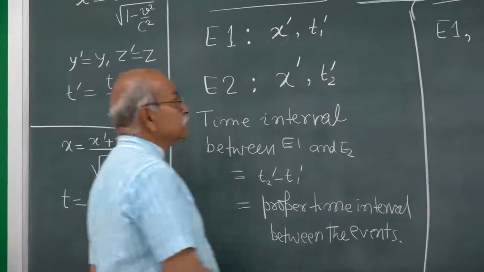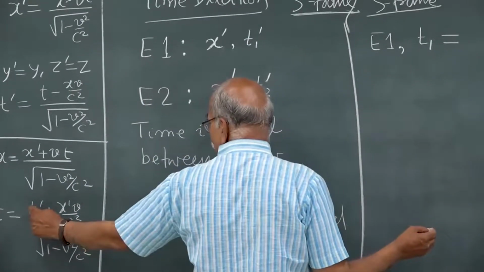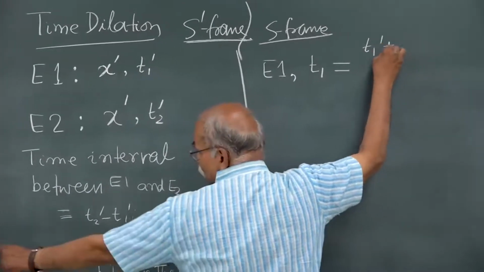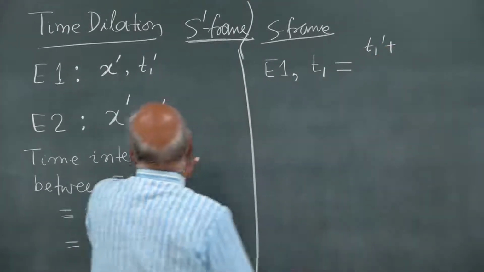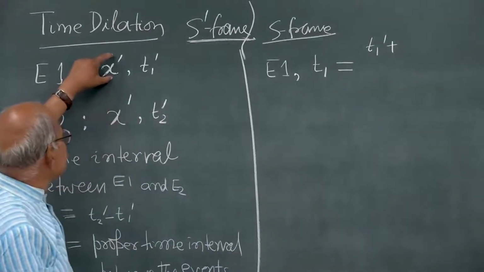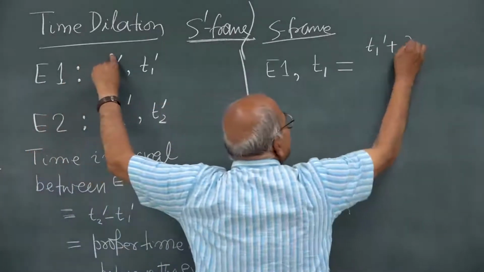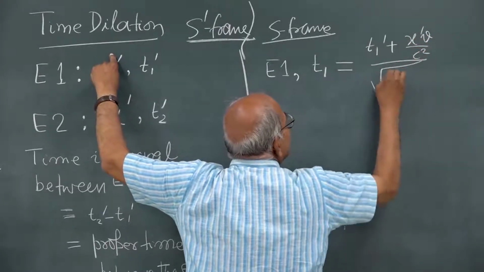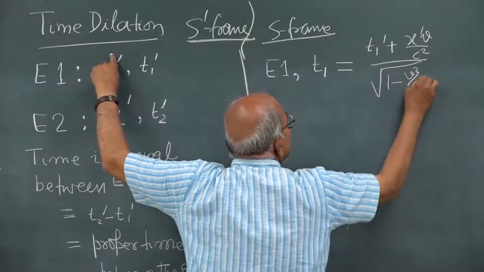So, t1 is equal to t1 prime plus x prime into V, so x prime for E1, x prime into V by C square, divided by square root of 1 minus V square by C square.